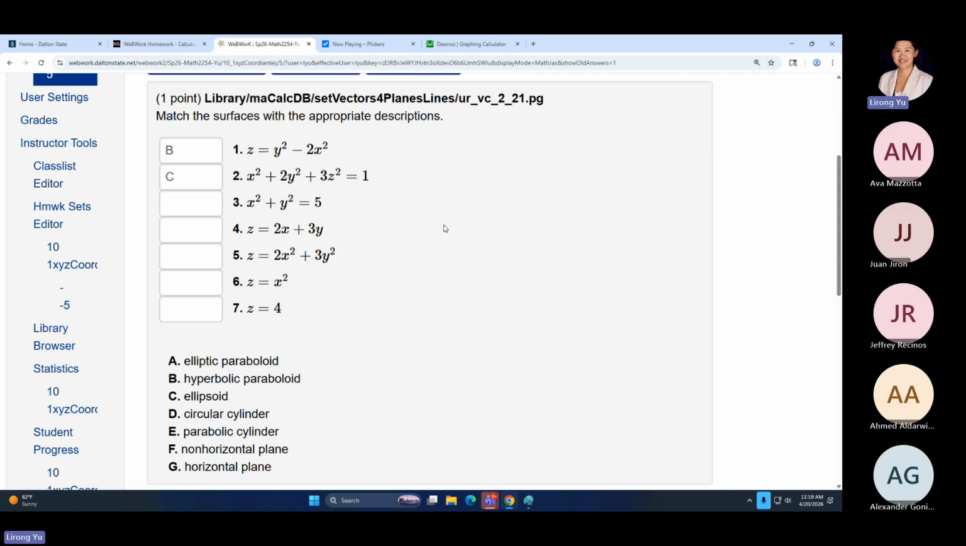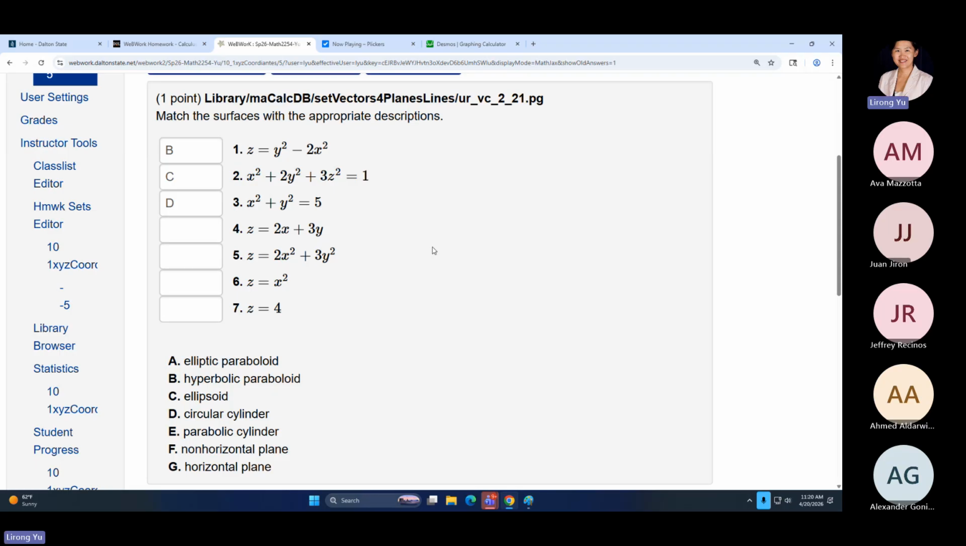There's no z, right? So it has to be a cylinder. What kind of cylinder? We have x squared plus y squared, so a circular cylinder. Yes, thank you. So it's a circular cylinder, and we answer D. Now, what about number 4?